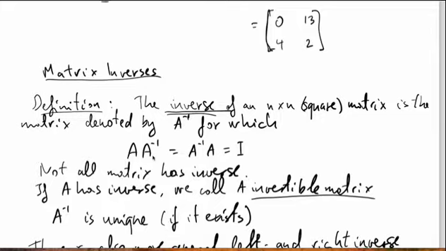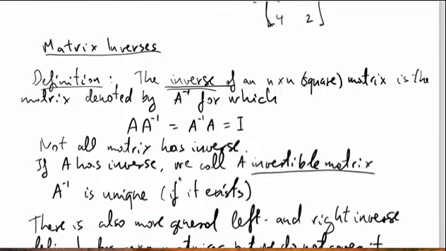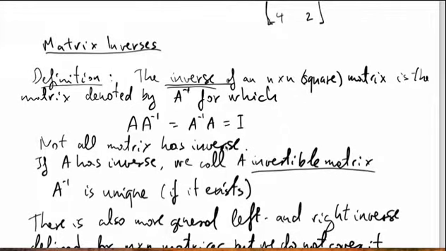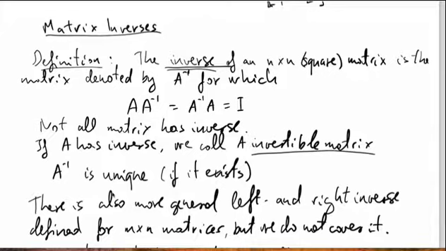Not all matrices are invertible, or not all matrices have an inverse. If A has an inverse, then we call this an invertible matrix. And if the inverse exists, then it's unique. You cannot have two different inverses for the same matrix.